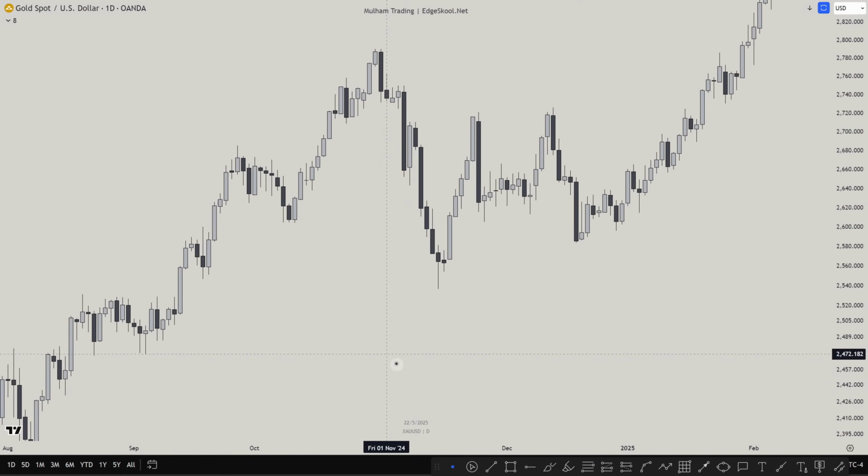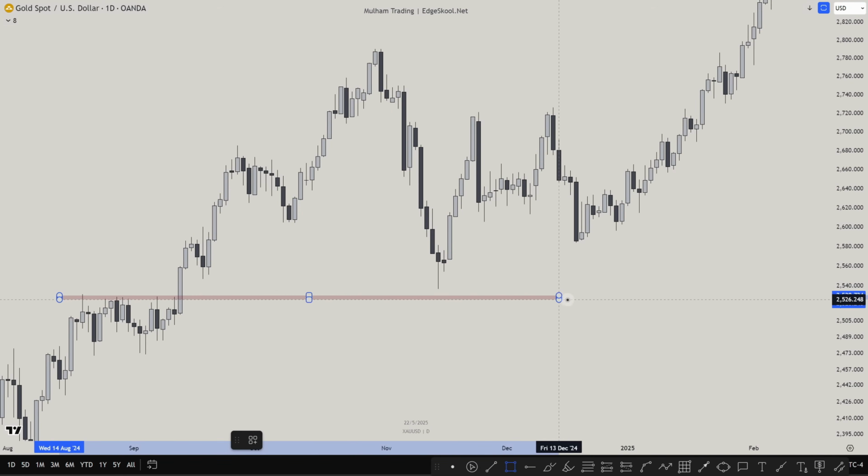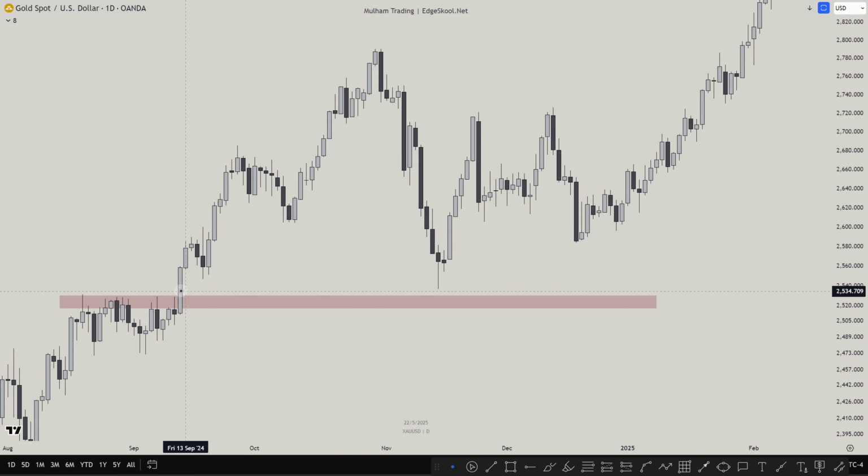Now if we look at what's happening here, when we broke above here, we broke this strong level here, a lot of people are going to actually plan to go long from here. But what happens is what?